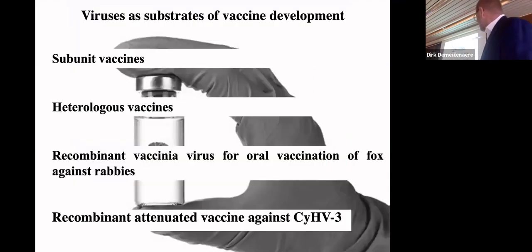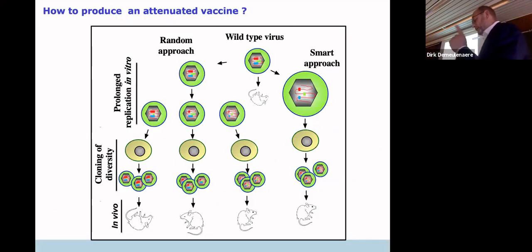Last bit, the recombinant attenuated vaccine against CHV3. I already described this. It's one of the major achievements of our lab over the last few years. We made these recombinant viruses, and there is something that I'd like to stress. And you know, we live in a society where decisions are not always rational in terms of science. And I'd like to explain something very simple that you don't need to be at the university to understand.